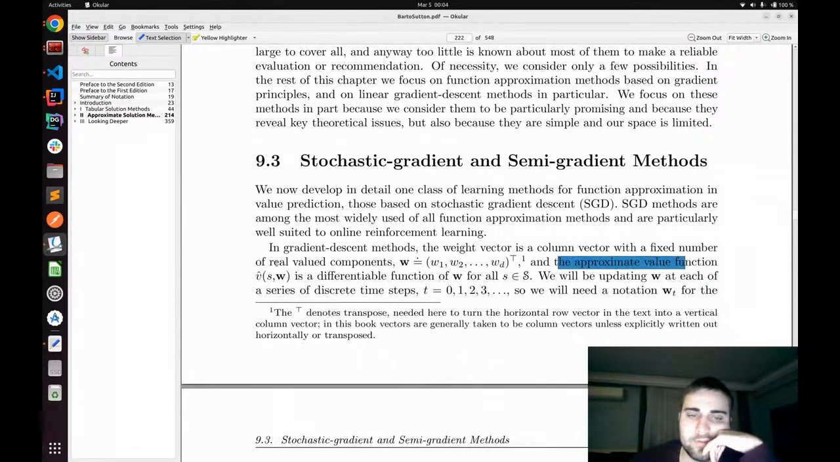And the approximate value function v-hat(s, w) is a differentiable function of w for all s.